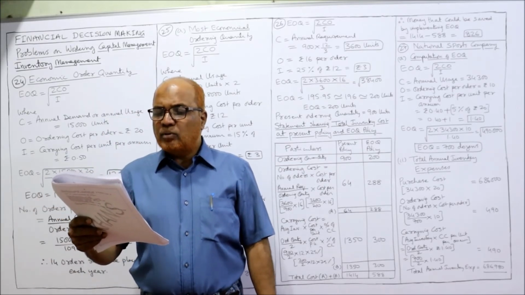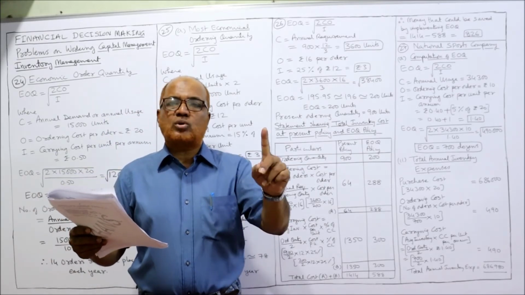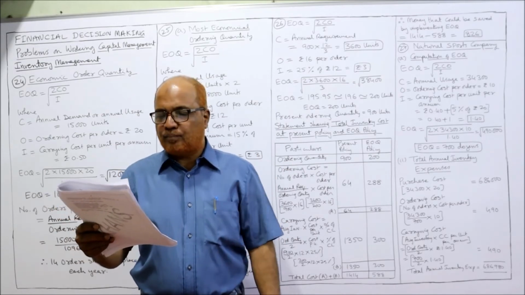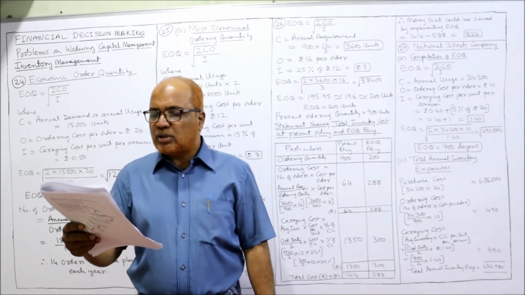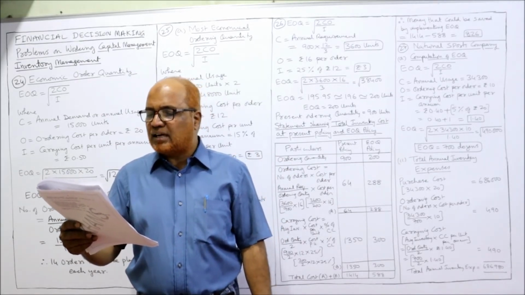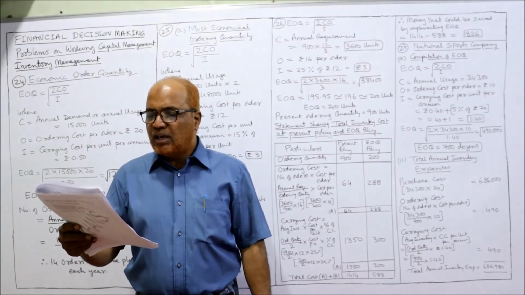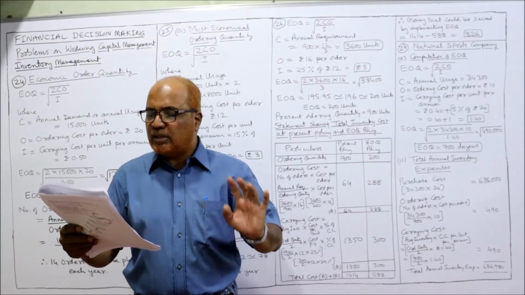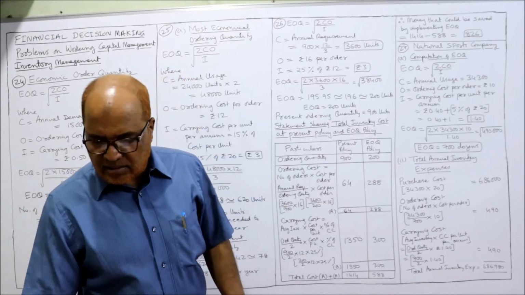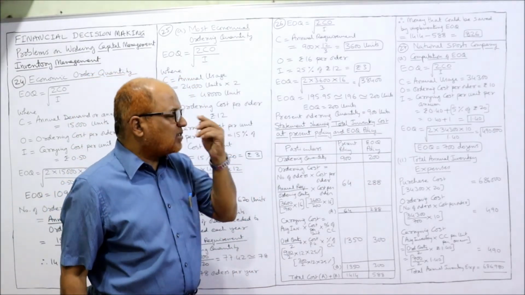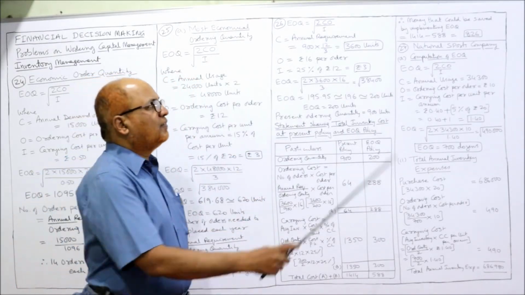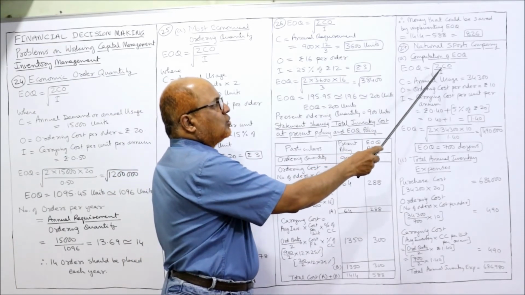Required: compute the economic order quantity. First question you are required to calculate EOQ. Second question, compute the total inventory expenses to sell 34,300 dozen of tennis balls if orders are placed according to EOQ. That's it. Now see carefully. First of all, it is asking you to calculate EOQ. First part. EOQ is equal to root of 2CO by I.